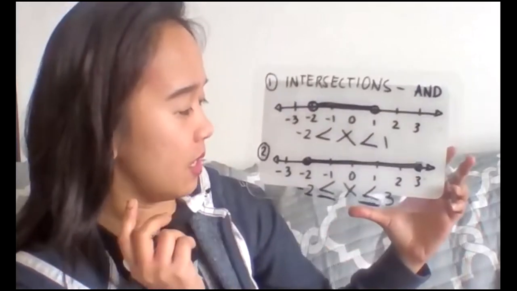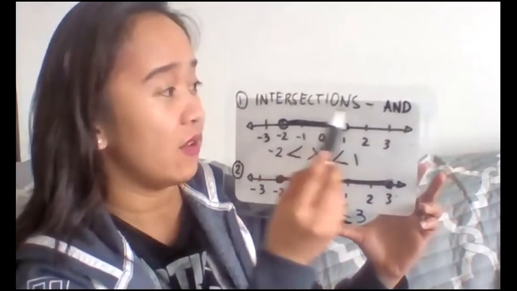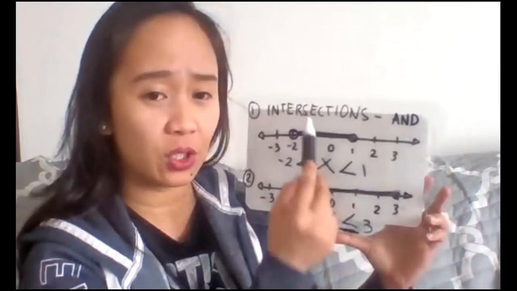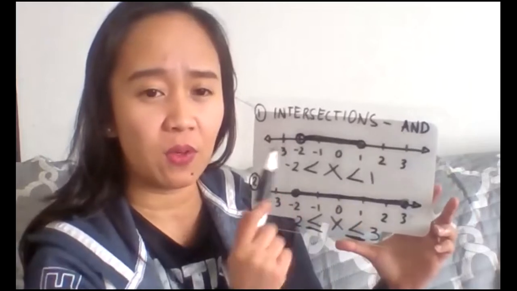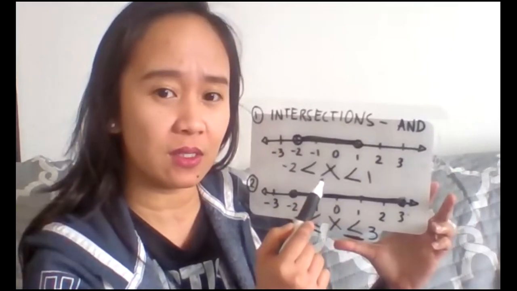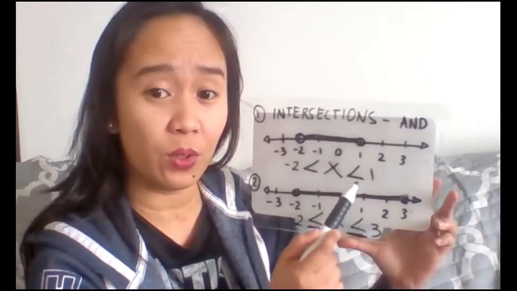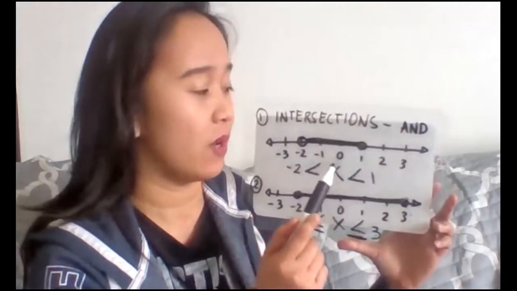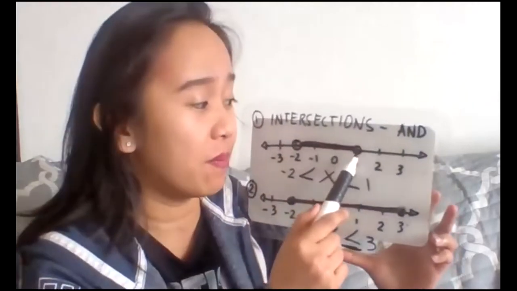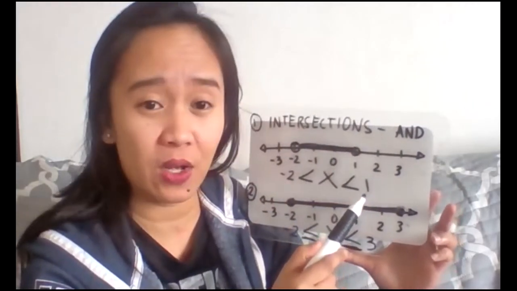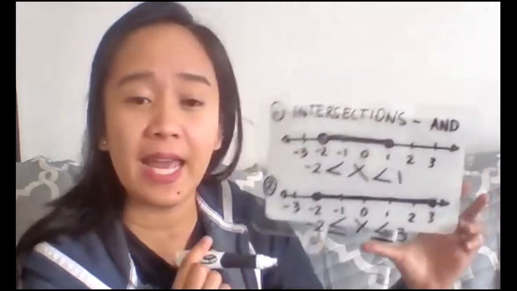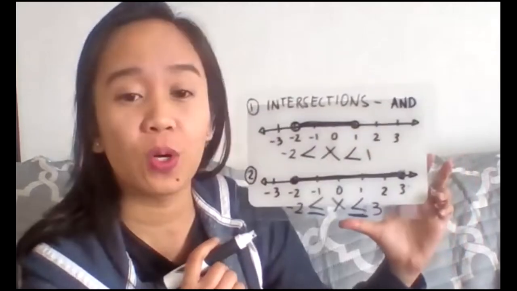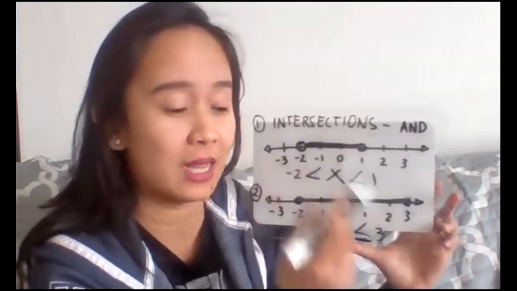Now, again, if you have an intersection, if you have the word and, the graphs should be like this. So if you're given a graph, you write the x first, then do the symbols. The least number, or the number at the left, should be at the left side of your inequality. The number at the right should be at the right side also of your compound inequality. And that's it for intersection, when you're using the word and, or if your graph looks like this.